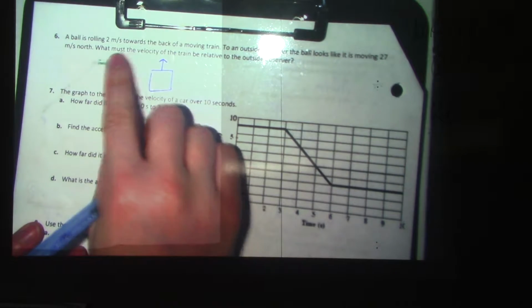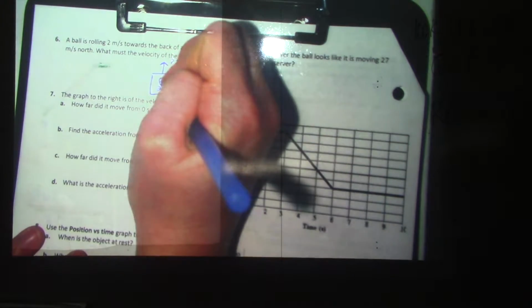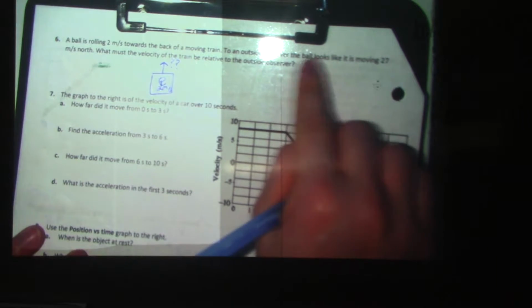I am looking for what the velocity of the train must be. So I don't know what this velocity is, but I do know that inside a train, a ball is going towards the back. And I do know that to an outside observer, the ball looks like it is going 27. So it looks like 27 this way. Now going to the back, sorry, that's a terrible arrow, that's going the opposite direction.